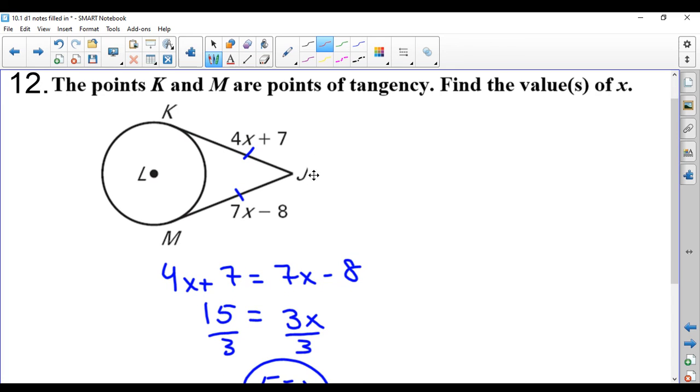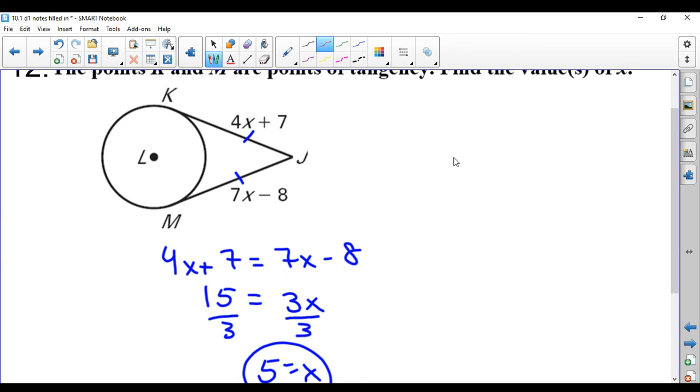And we can do examples where we're given those two tangents drawn from the point outside the circle, and all we need to do is set them equal to each other.